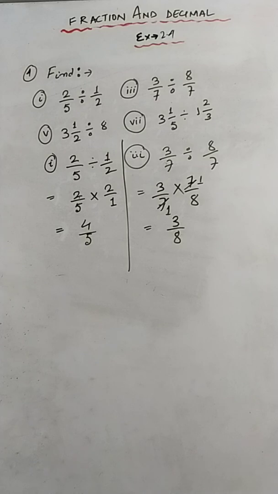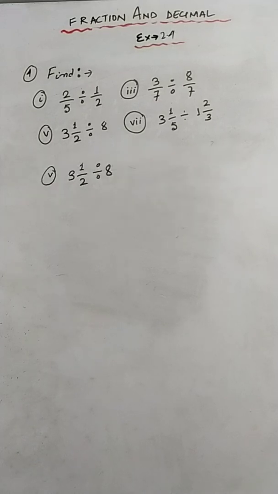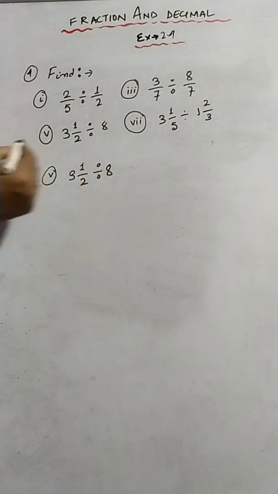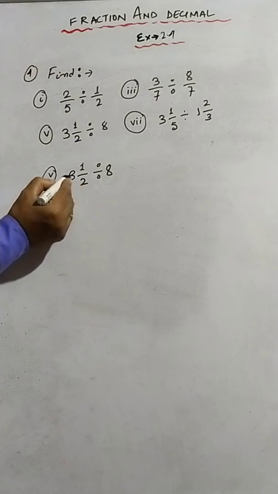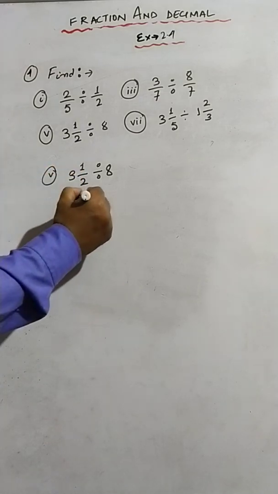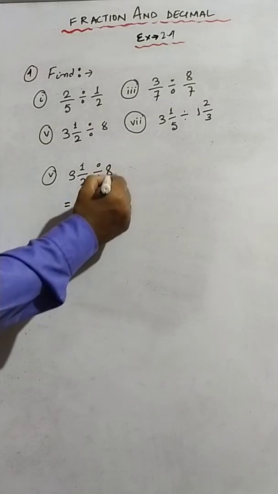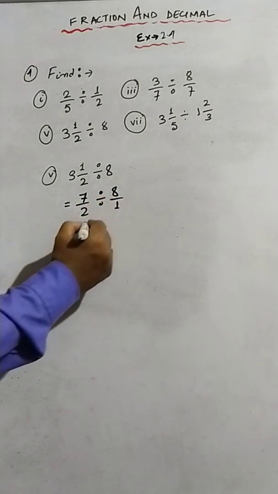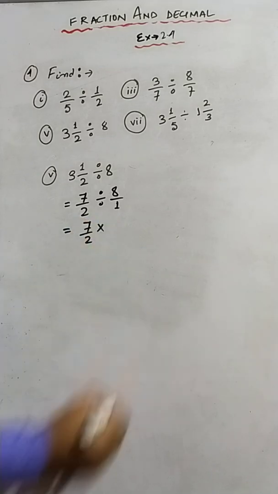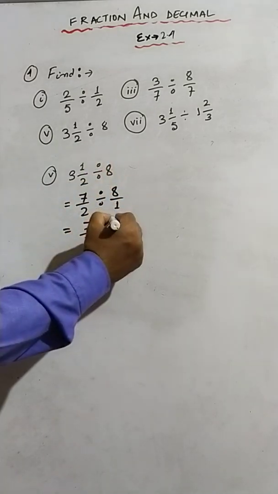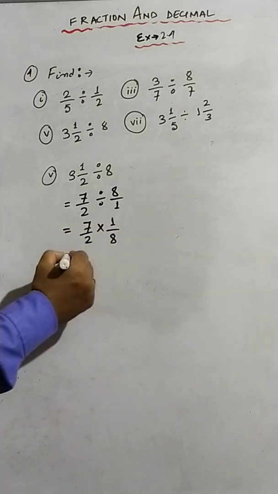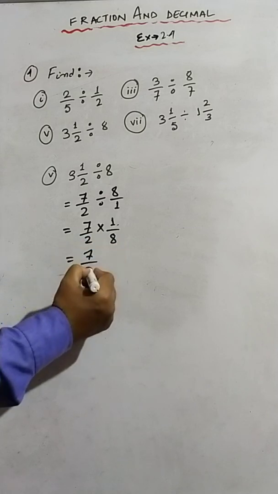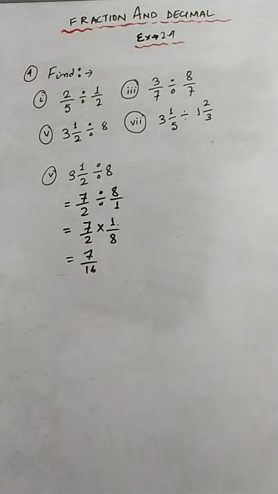Okay, so let's do sum number 5 and 7. Question number 5: 3 1 by 2 divided by 8. First of all, we'll convert this mixed fraction into the improper form. 3 2s are 6 plus 1 will give you 7 by 2, division sign, now this we can write as 8 by 1. Now on the next step, what do we have to do? 7 by 2, in place of division we'll put a multiplication sign. This fraction will be reversed, so it will be 1 on 8. Because we cannot reduce any number, 7 1s are 7, 2 8s are 16. So it's the final answer of sum number 5.